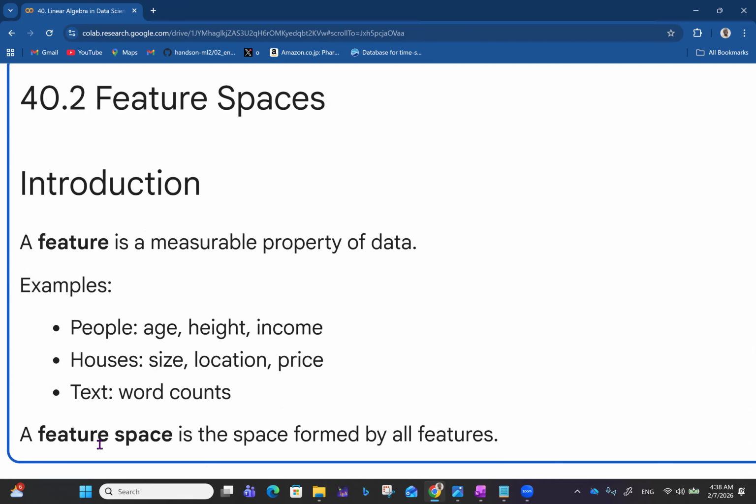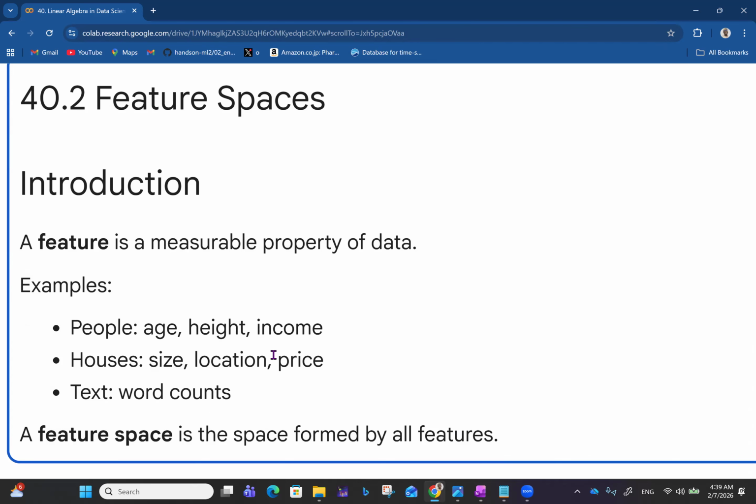So in all, we say a feature space is the space formed by all features. So if you have a data set where maybe you are interested in the body mass index of a group of people, of course you need to know their heights, you need to know their weights. Of course, we also want to know their age to see how all of this relates together. And then all this age, height, weight put together, each of them is a feature. All of them put together is what we call a feature space.